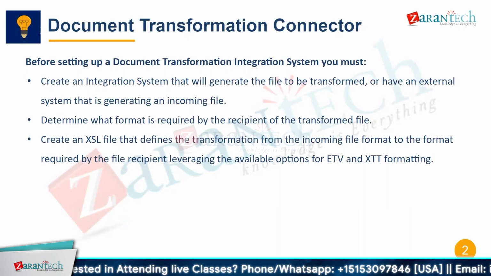Before setting up a document transformation integration system, you must create an integration system that will generate the file to be transformed, or have an external system that is generating an incoming file. So either your output from your integration could be used as a source for document transformation, and then you apply the transformation and send it to the recipient or the relevant system, or you're receiving a file from someone for integration, and then you apply your document transformation before you put it into your Workday tenant.